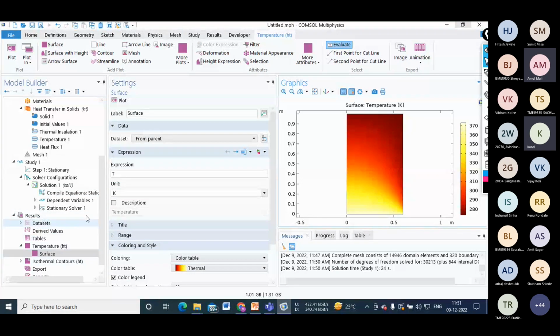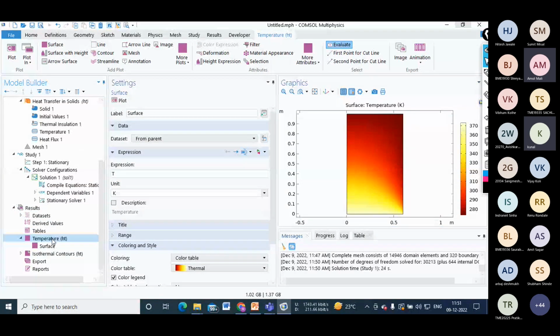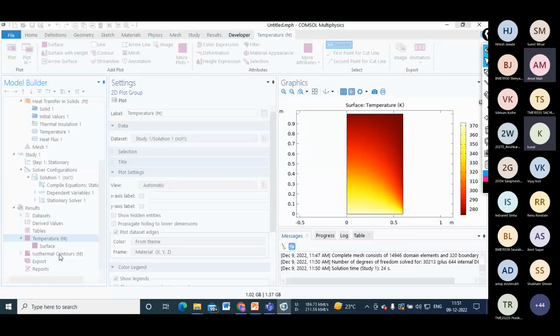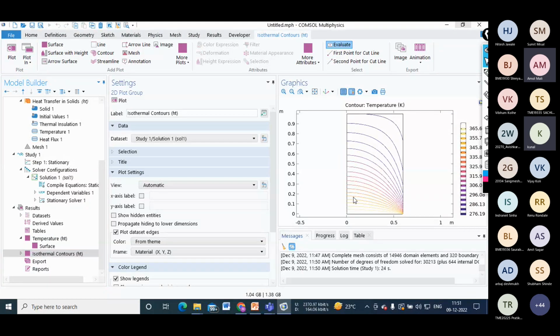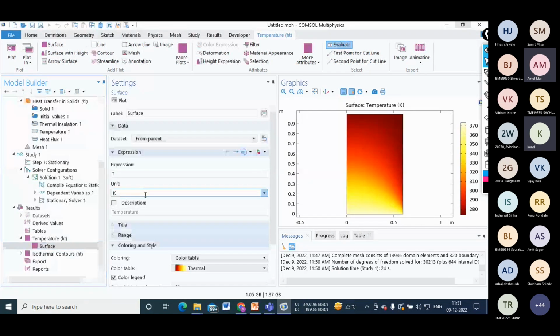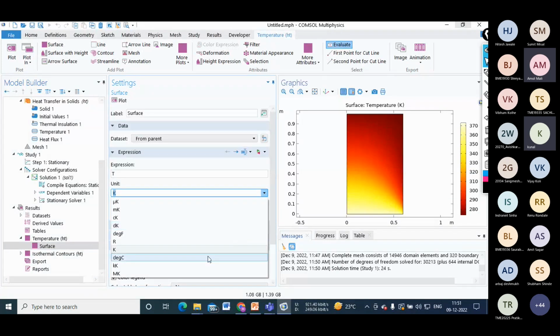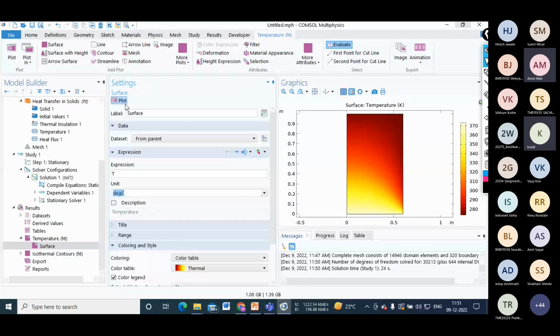In result parts, you can see this is the temperature tab, and next to that is the isothermal contours. These contours show the flow of heat, from this 100 degree centigrade to that heat flux. Here we will see, so I will first change this unit. If you want to change the unit, you have to click here and select degree centigrade.